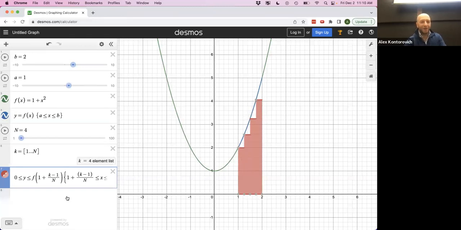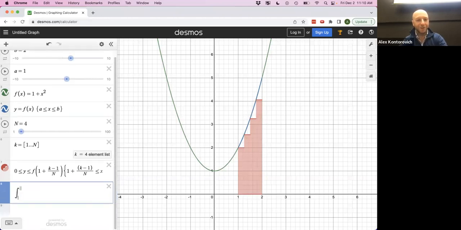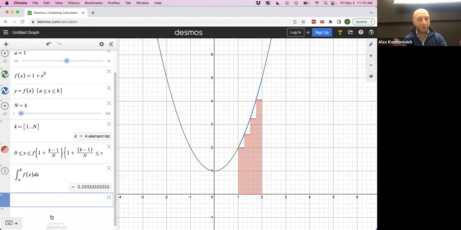Okay. Now, Desmos does know the integral. So I don't think I'm giving too much away by saying this, these areas that we're computing are integrals. And look at what the value is, 3 1/3. You guys see that? But we can also look at what the actual approximation is.